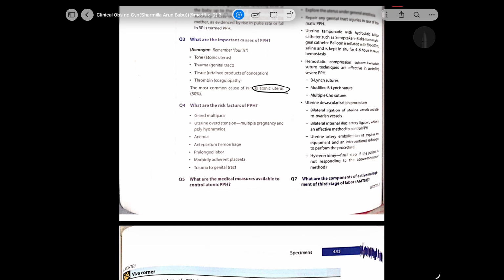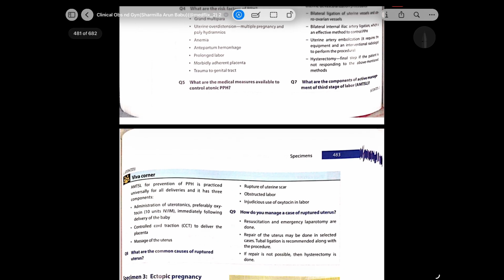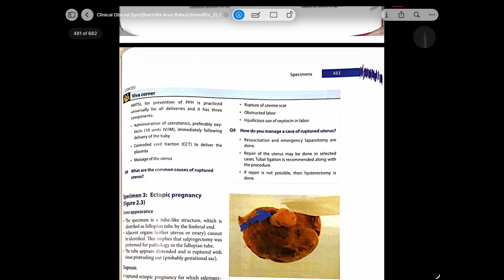What are the components of active management of third stage of labor, AMTSL? So AMTSL for prevention of PPH is practiced universally for all deliveries, and it has 3 components. Administration of uterotonics, preferably oxytocin 10 units IV or IM, immediately following delivery of baby, controlled cord traction to deliver the placenta, and massage of the uterus.